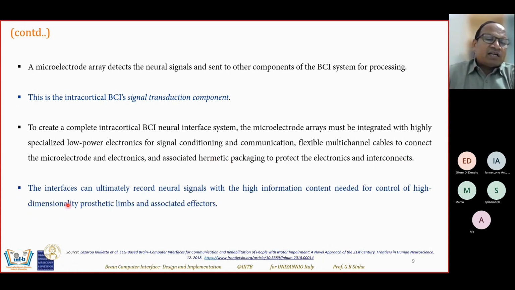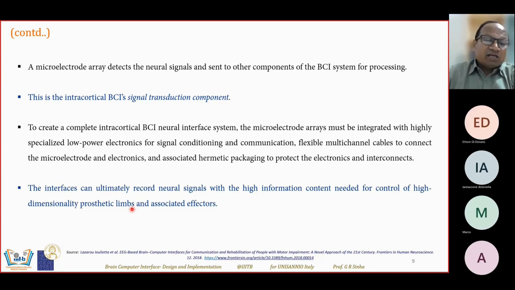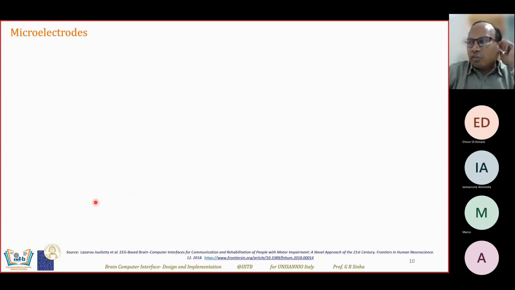The interface can ultimately record the neural signal with very high information content, which is required for controlling high dimensionality. Say I was talking about prosthetic limbs. This kind of development, a prosthetic arm, has been done in one of our labs in our institute by another faculty. So prosthetic limbs are associated effectors, and even to control that prosthetic limb, we can generate the commands from that particular signal with the help of a suitable computing algorithm.